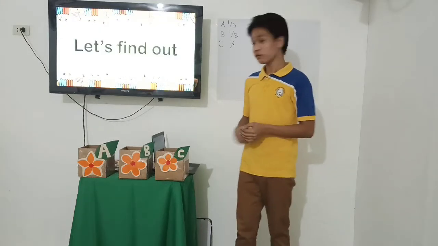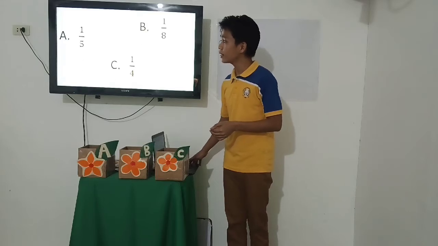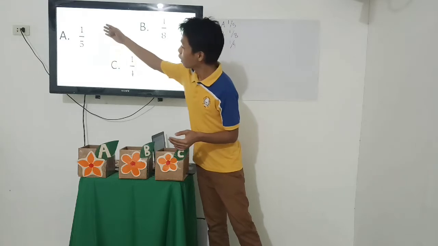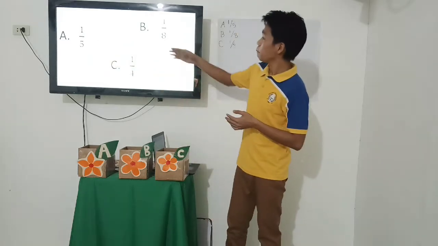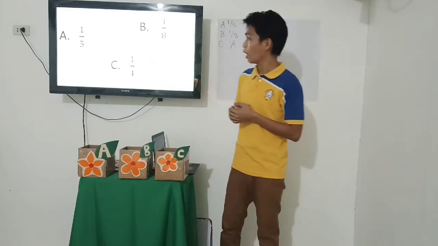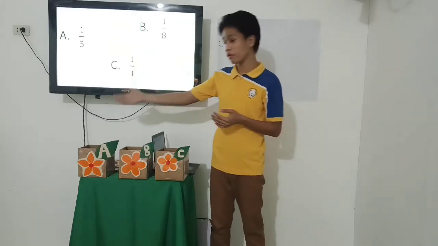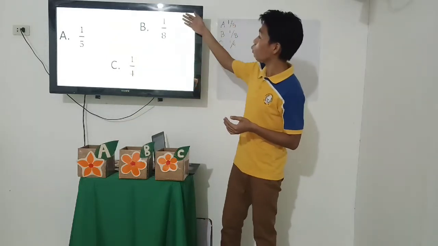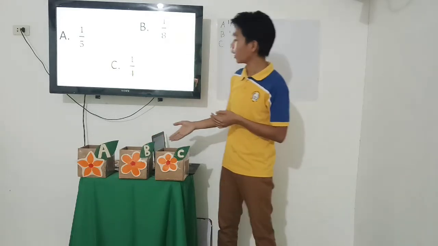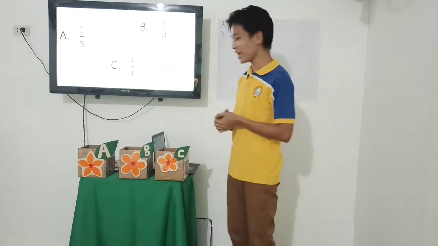For us to find out who ate the biggest piece, let us have the given. We have letter A, 1/5, B, 1/8, C, 1/4. If you think that 1/5 is the biggest piece, you put your name here. If you think that 1/8 is the biggest piece, you put your name here, and also on to our letter C. Now let's find out.